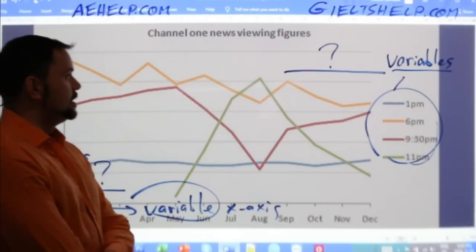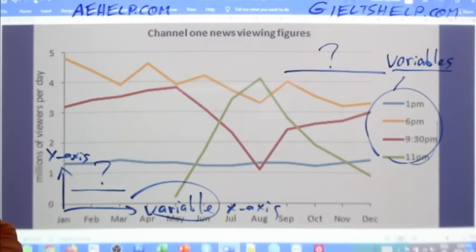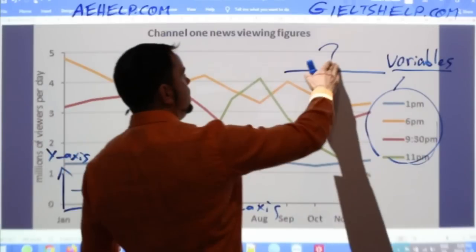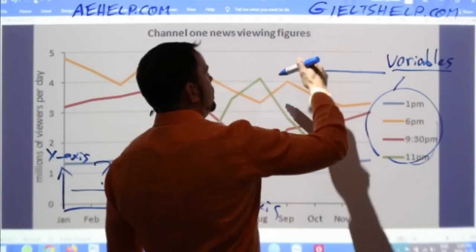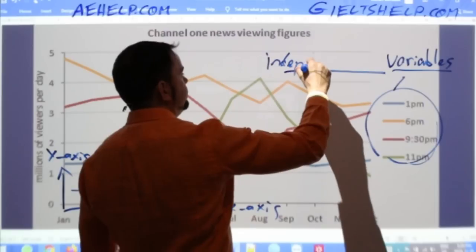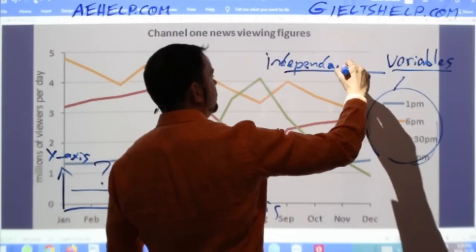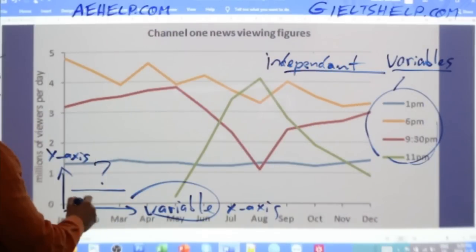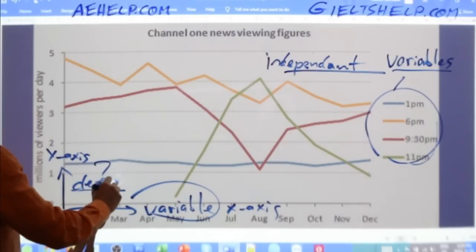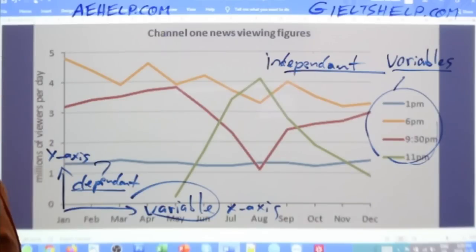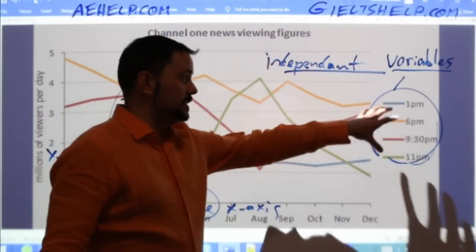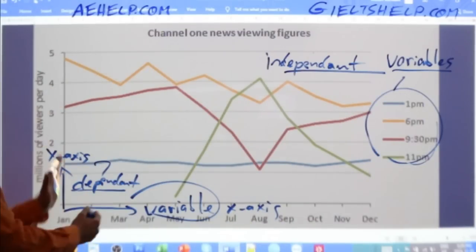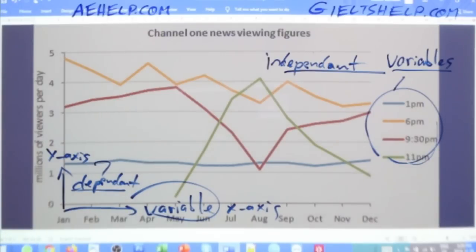So it's called your dependent and independent variables. So these are your independent variables, and these are your dependent variables. Now, you're probably going, Adrian, why are you telling me that? Why do I need to know that these are independent variables and these are dependent variables? Or is it reverse?